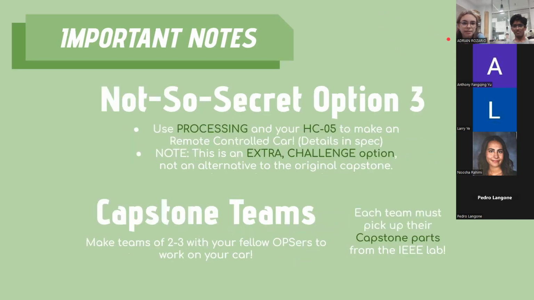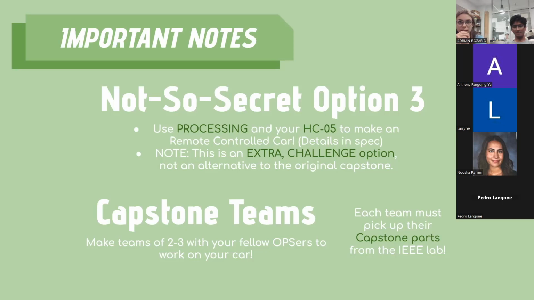And then the last two things: there is a not so secret option 3 for the capstone, in which you can use Processing and your HC-05 to make it a remote controlled car. If you weren't able to get the HC-05 project to work, don't even consider this, because it'd be a big pain. But it is pretty cool. I did that last year and it was a lot of fun. It was a lot of pain trying to get it to work, but it was pretty cool in the end.